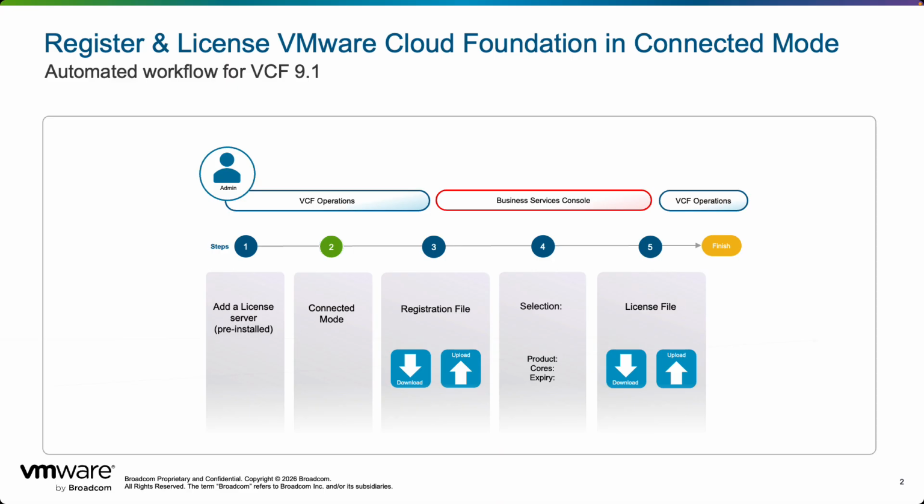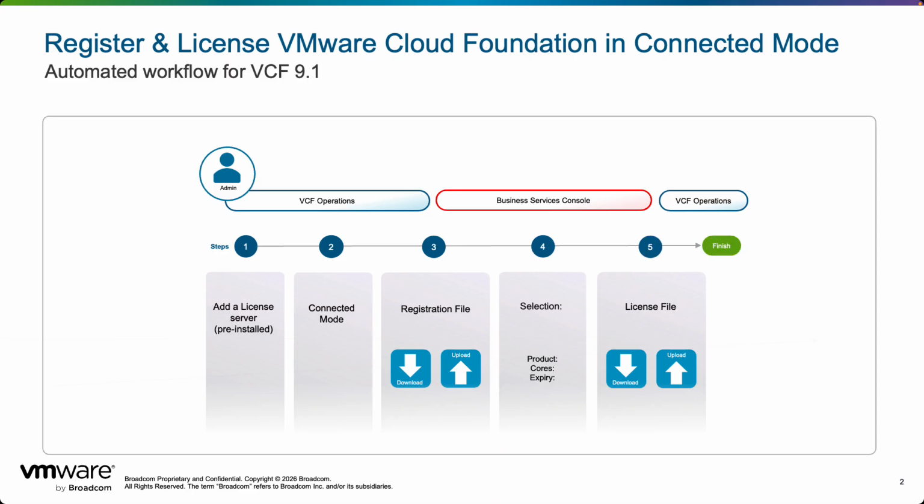You first select how you would like to connect to the Broadcom Business Services console. In this example, we see the steps to license and register a VCF environment configured in connected mode. The workflow then guides you through a two-way process between VCF Operations and the Business Services console to download and upload a secure registration file. From here, a customer can then select the product and any add-on licenses. They then enter the number of cores they need and a license expiry. At this point, you can download a valid license file from the Business Services console.